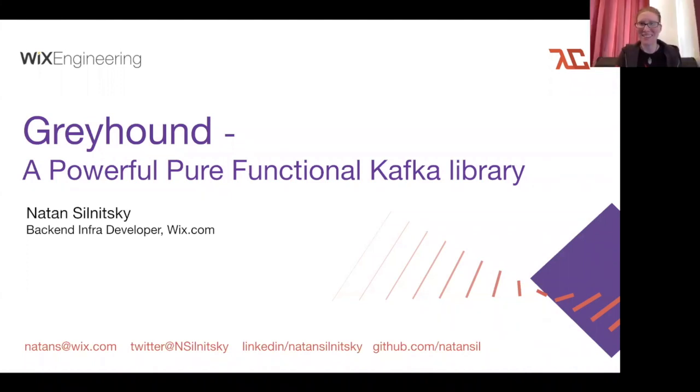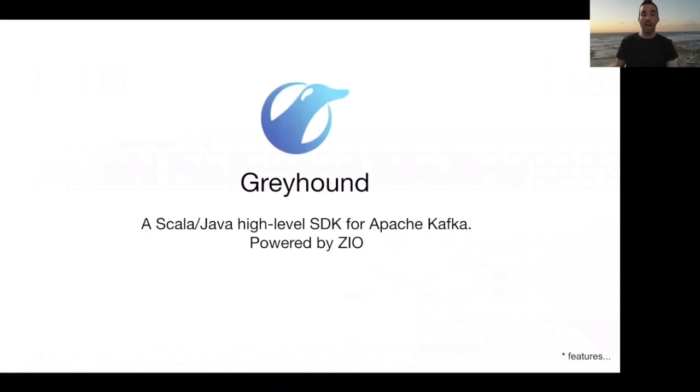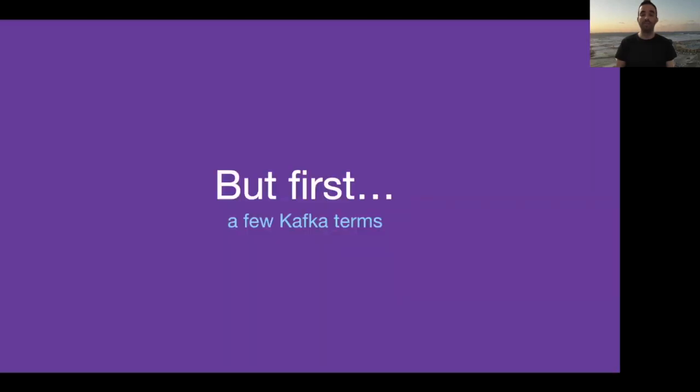Okay, cool. So, like I said, we recently rewrote the library from scratch using Zio. And you will see in this talk a lot of cool features that Greyhound has to offer and how we re-implemented it using the functional programming style and a few lessons that we learned from using Zio along the way.